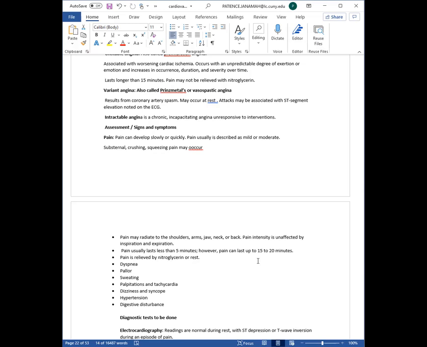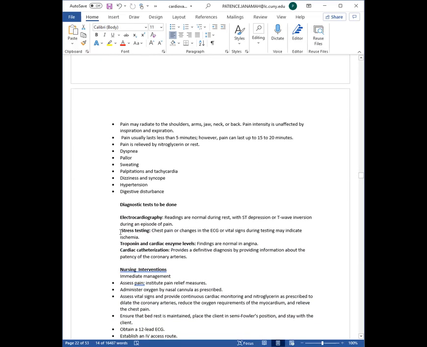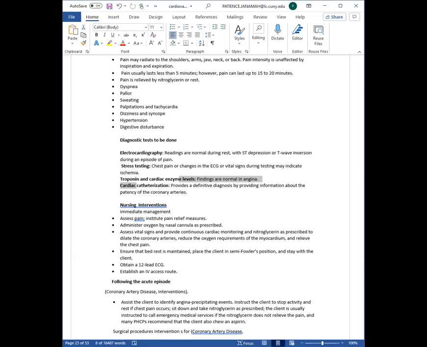So there will be dyspnea, pallor, sweating, palpitations, tachycardia, dizziness, syncope, hypertension, and digestive problems. Now the diagnostic tests to be done will be EKG, stress testing, troponin, and cardiac enzymes. The nursing intervention is what you, the nurse, will be doing. You are not going to be worried about the EKG, even though you will get it. So I have EKG all the way to the end of my discussion, because that is not going to be a priority. Don't pick EKG as your first priority, because if you do, you will get it wrong, because the nursing intervention will be to assess further.